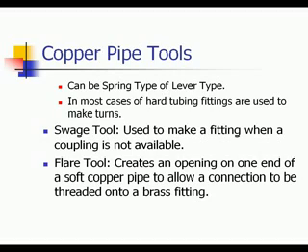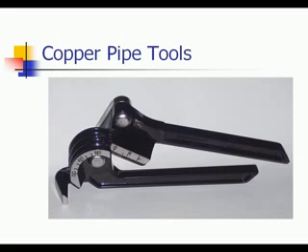Once you're done cutting the copper pipe, you ream the inside of it. In other words, get the loose burrs out. Don't take too much of the copper away because it will become weak. Now, the tubing bender can be a spring type or a lever type. In most cases of hard tubing, fittings are used to make the turns. A swage tool is used to make a fitting when a coupling is not available.